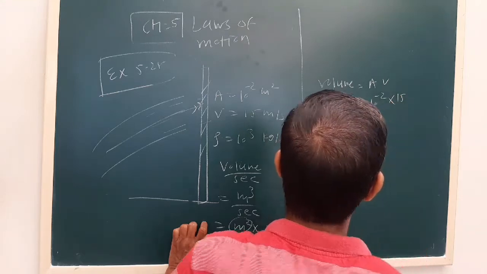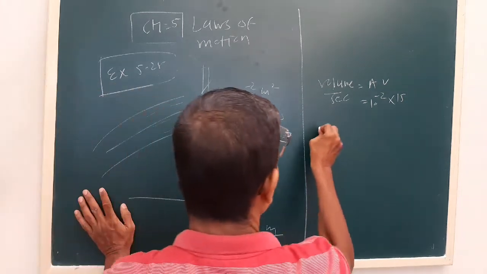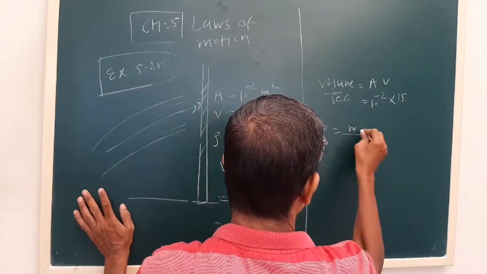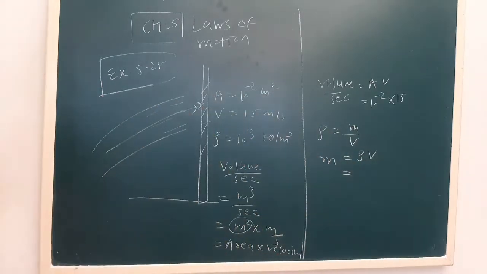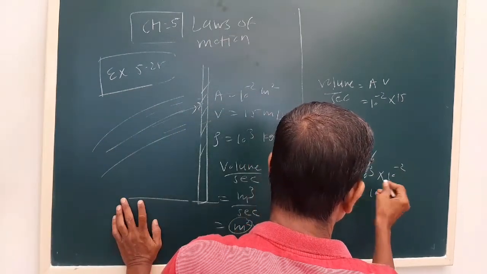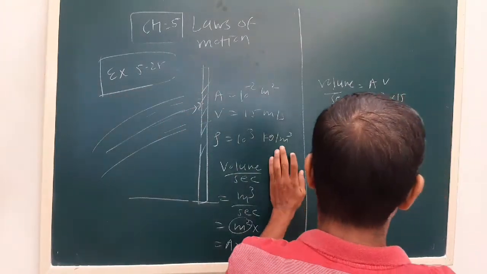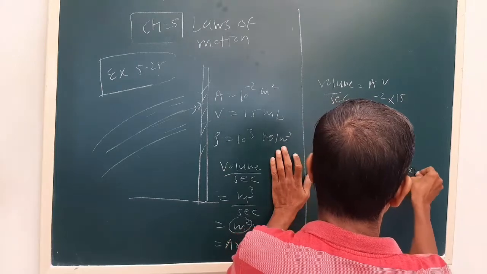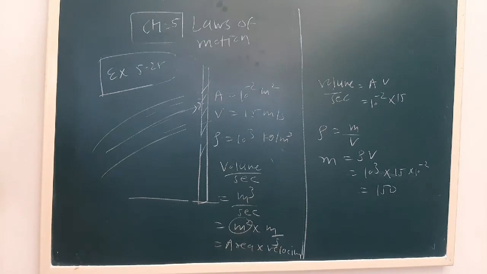Okay, 50. Now see, mass density is mass upon volume. Now see, water density is 1000 kg per meter cube, that is known to us. That is 15 density, that is 150. See, actually it is kg per second. Why here? See, the velocity is meter per second.